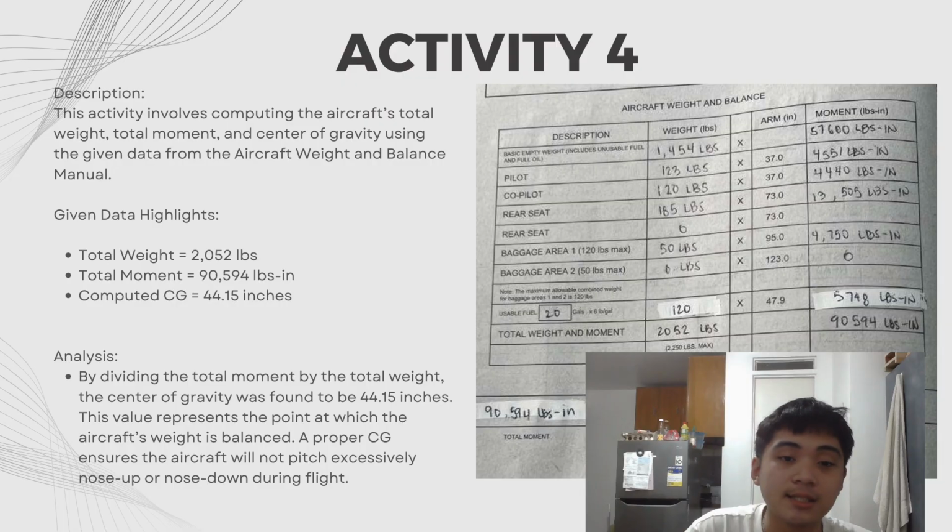This indicates that the CG is slightly forward, which makes the aircraft more stable during flight. If the percent MAC were higher, the CG would shift toward the tail, making the aircraft tail heavy and harder to control. The result shows that the aircraft's center of gravity is within the safe and stable range for proper flight performance.